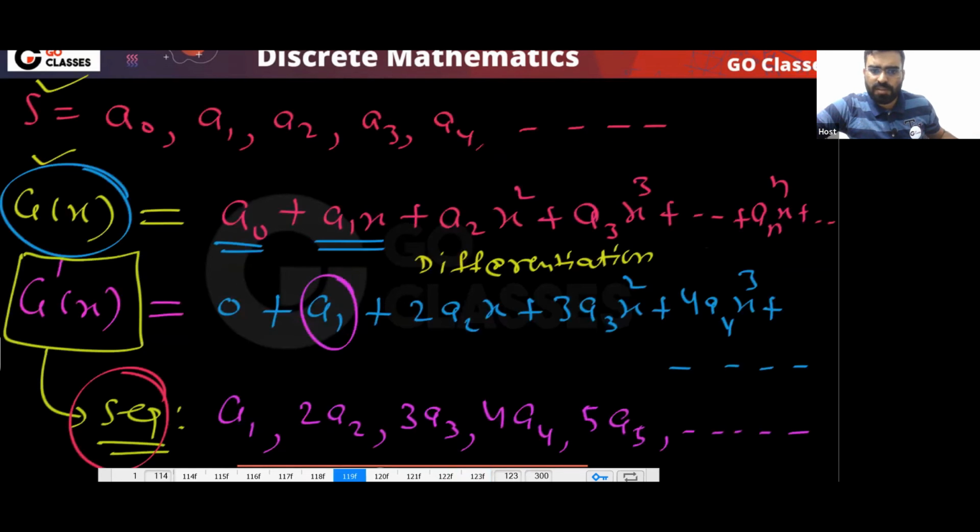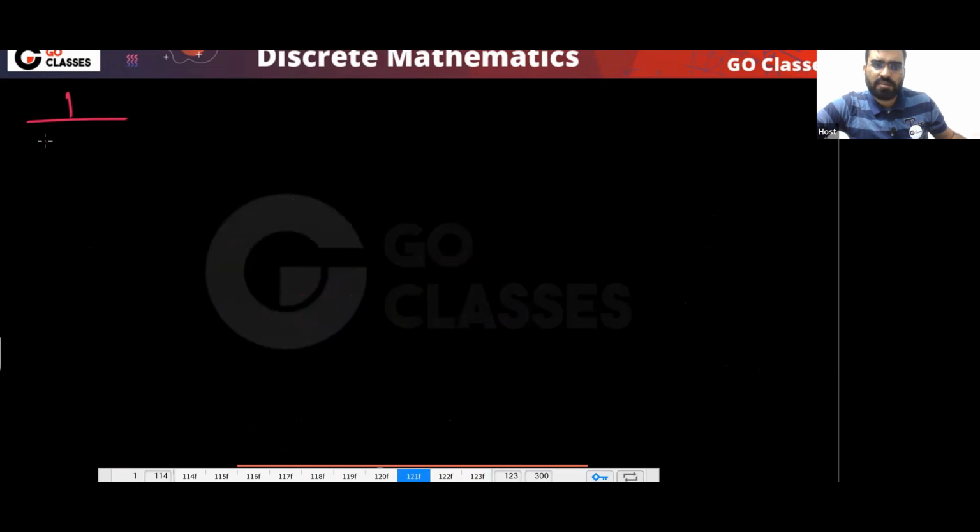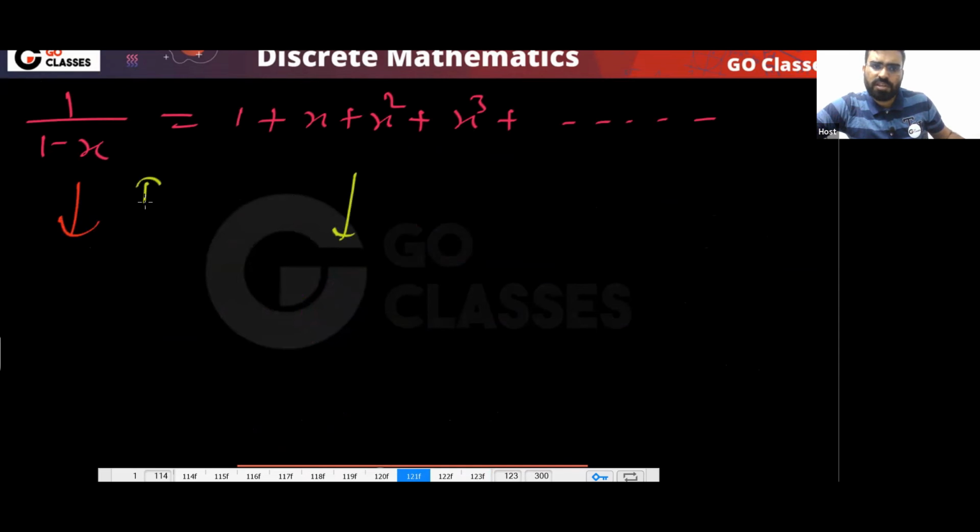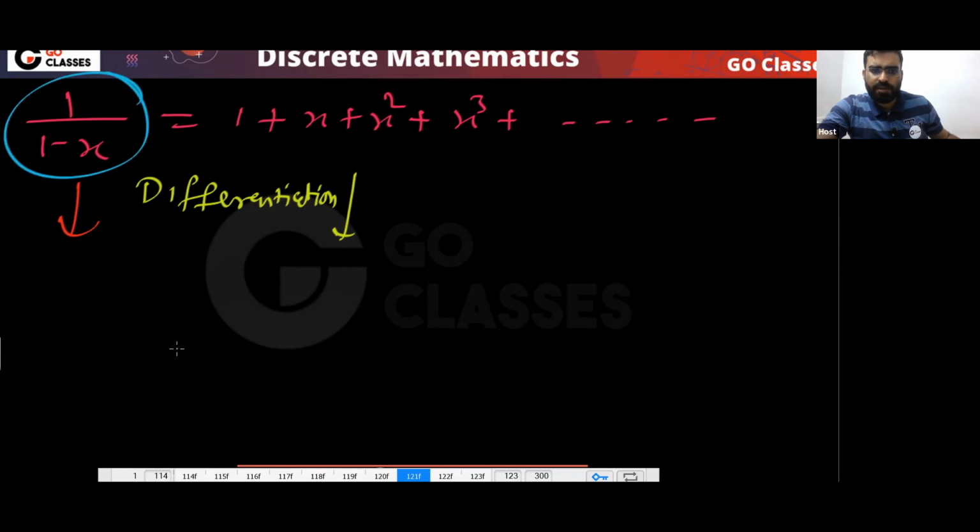So let's take an example. You know that this is your generating function. Now when you do the differentiation, what will you get? Tell me, what will you get if you do the differentiation of this? Remember, I told you that the differentiation of 1/x is minus 1 upon x^2. So this will be minus 1 upon (1 minus x)^2. Then you do the differentiation of 1 minus x, so that will be minus 1.